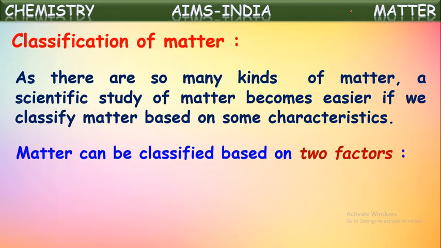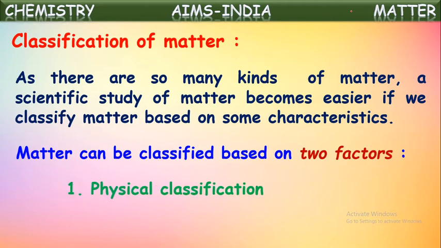Matter can be classified based on two factors majorly. One of them is the physical classification, nothing but the classification of matter based upon the arrangement of molecules in the matter. We're saying every matter is composed of molecules. The arrangement of molecules won't be the same in all kinds of matter. So based upon the arrangement of these molecules, the state of matter changes. That we say is the physical classification of matter.